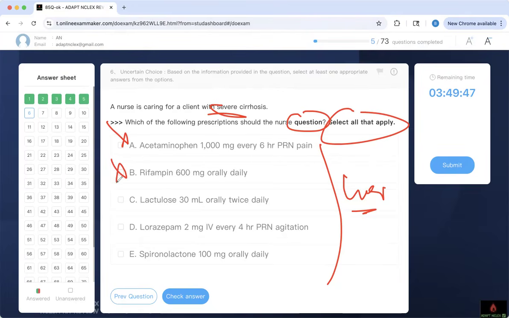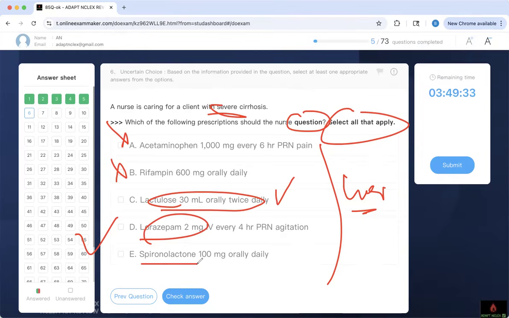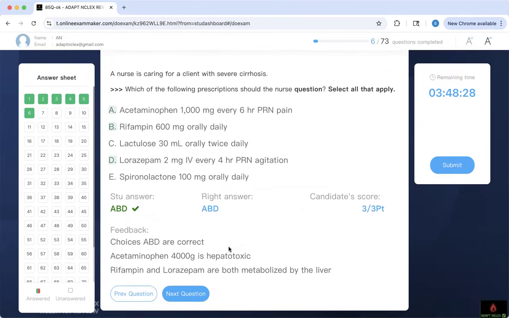Rifampin, broken down by the liver. It's not good. Lactulose, if you have cirrhosis, we give it to you to prevent encephalopathy. Lorazepam is broken down by the liver. Problem. Spironolactone, we can use it for cirrhosis. Therefore, this is good. That's the medication question.